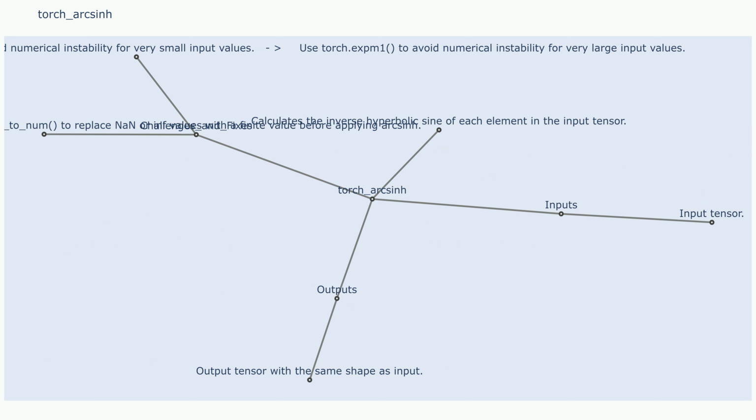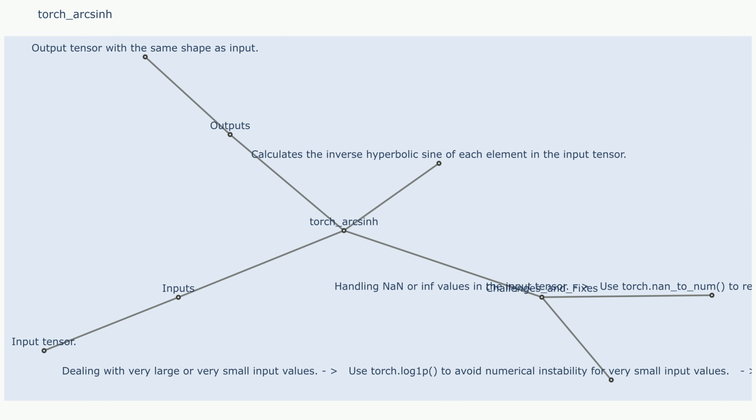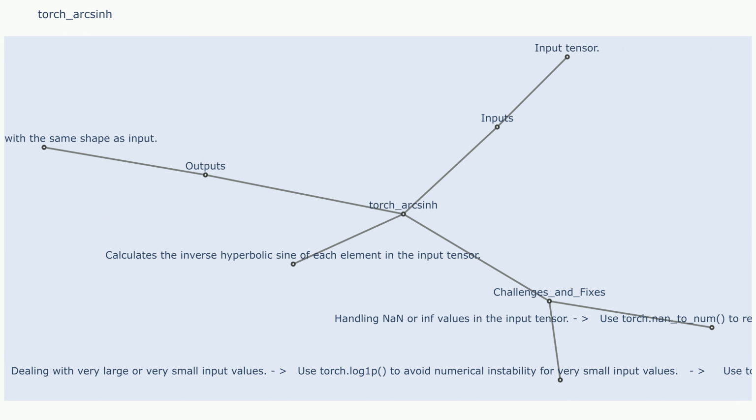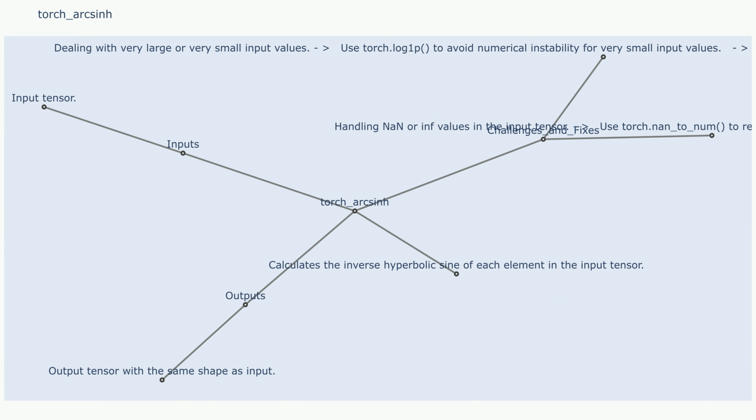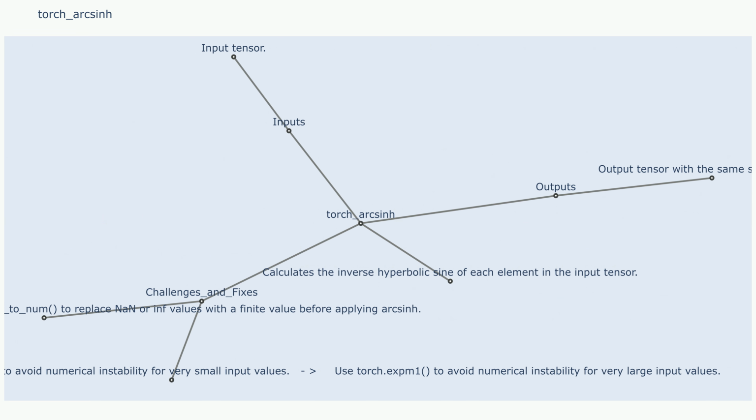Challenge 2: the input tensor might contain values that are very large or very small, which could lead to numerical instability during the calculation. Sample use case that resulted in challenge 2: input tensor torch.tensor([1e30, -1e30]). Fixes to challenge 2: the torch.arcsinh function is implemented with numerical stability in mind, and typically handles such cases appropriately. However, if you encounter instability issues, you might consider scaling the input tensor before applying the function.